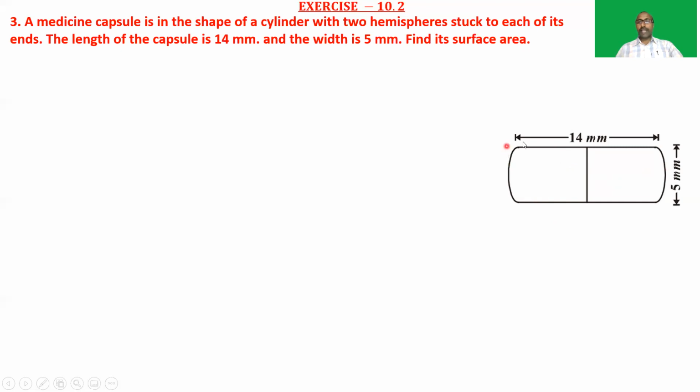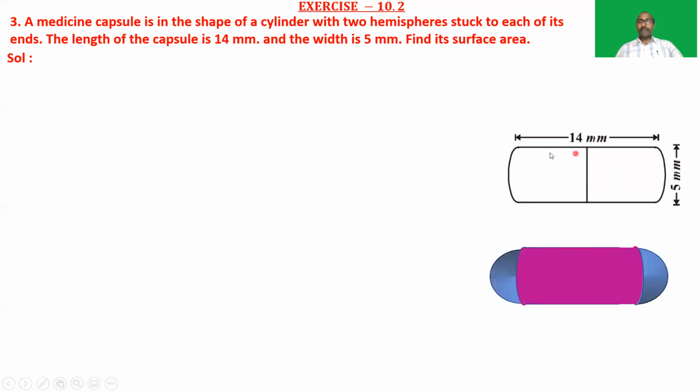And the length of the capsule is 14 mm. That is, this 14 mm includes both the length of the cylinder as well as the radius of the first hemisphere and the radius of the second hemisphere. Okay, so let us solve the problem.